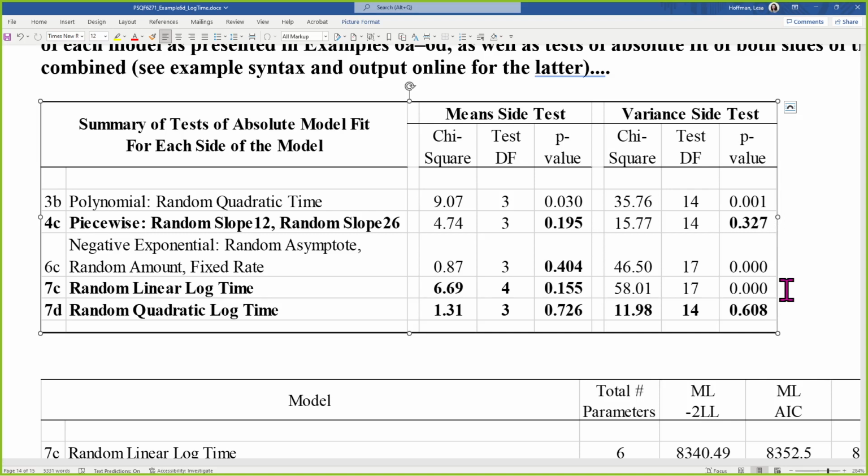So which one you would go forth with depends not only on which one fits best, but also which one matches what you want to say or ask about your data. Random quadratic time is really the only one that you could not make an argument for. The negative exponential, I would say, probably shouldn't make an argument for. So piecewise or random quadratic log time would be what I would go with. Piecewise will be easier to explain to people, but perhaps harder to defend the fact that you have this knot point for no reason after session 2.